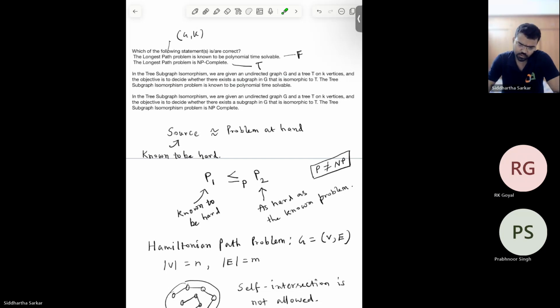Correct. So if two graphs are given, but these two are in fact copies of each other, subject to some one-to-one mapping of the vertices in terms of the edges, then those two graphs will be called isomorphic. And in this question, they're asking: you are given a tree on K vertices and an undirected graph G. Can you tell whether there is a subgraph in G which is isomorphic to T?